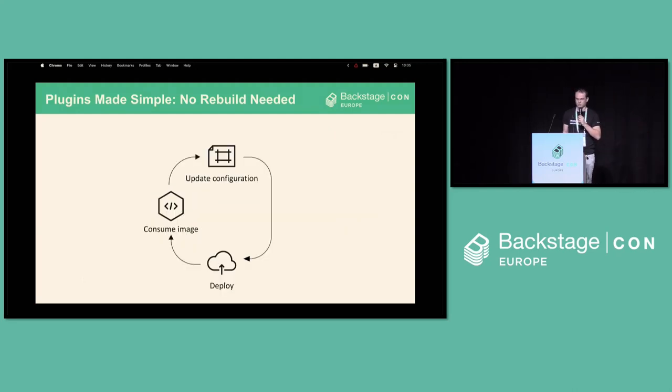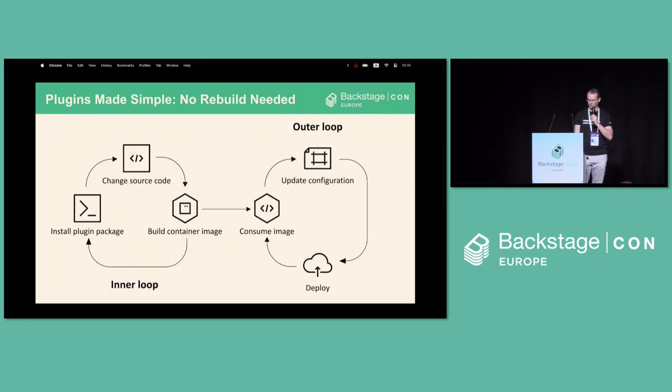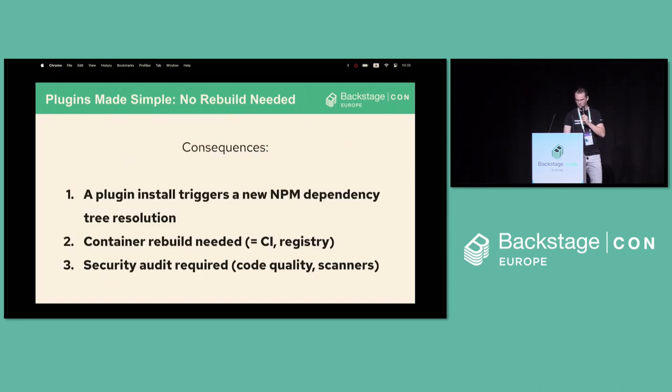Well, it was a problem for me because I went from this simple workflow to this complex workflow. Now I need to maintain an inner loop. I need to have folks inside my company taking care of the Backstage code base, maintaining it, updating it, building containers. I need to have CI. I need to have all these things. All of this has consequences.